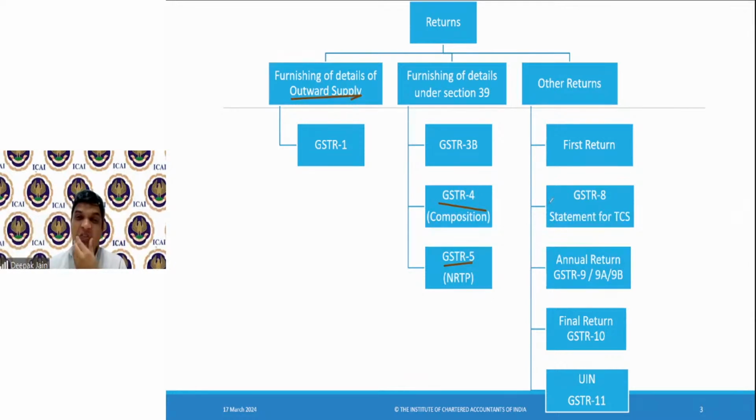What are the other returns you will file? There is something called the first return. There is GSTR-8, a statement of TCS. Then annual returns have to be filed in GSTR-9, 9A or 9B, depending on the taxpayer. Then a final return: once you do a cancellation, you have to file a final return called GSTR-10, and the UIN holder files a return in GSTR-11. So each of these returns is what we are going to deal with in this chapter.